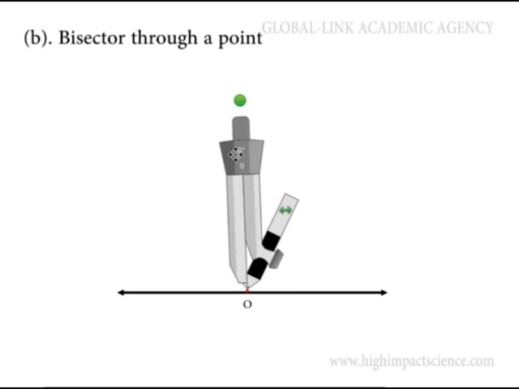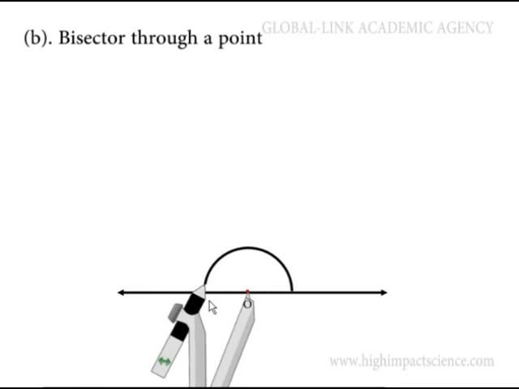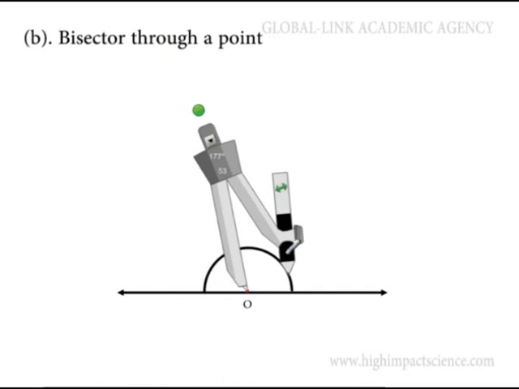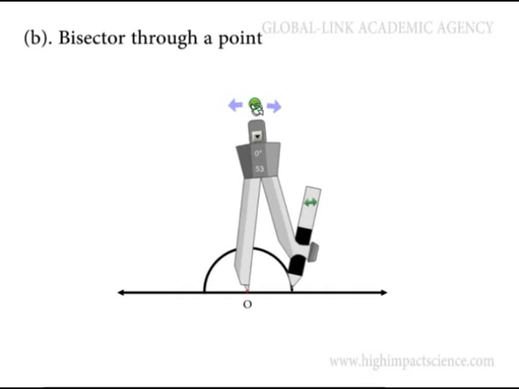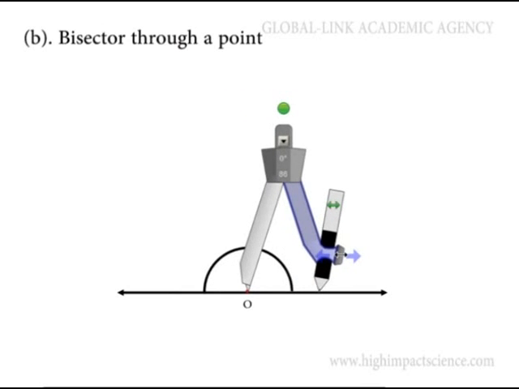Next, we put the needle of the compass at the point. Then we choose a comfortable radius and make a semicircle. Then I'm going to choose another radius bigger than the first one.